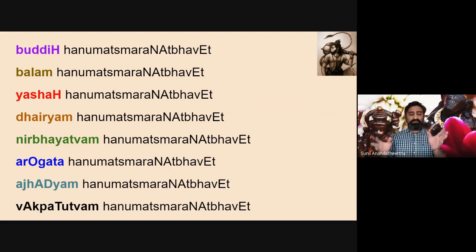Now we will go one level deeper and try to understand its meanings. Before I start to say this, I want to recite Buddhirbalam yashodhairyam so that I seek the blessings of Hanumanta. Buddhirbalam yashodhairyam nirbhayatvam arogatat ajadyam vakpatutvam cha hanumat smaranat bhavet. There you go.